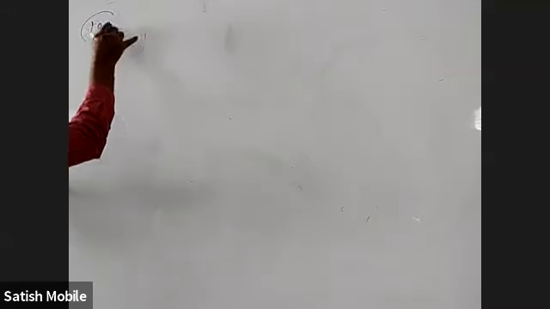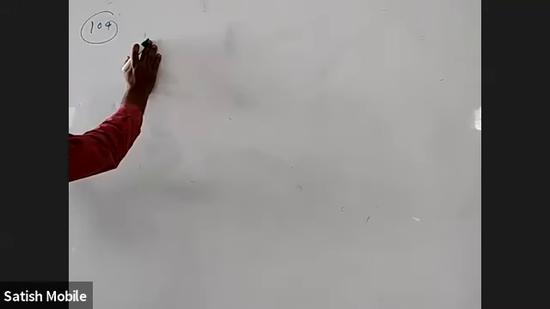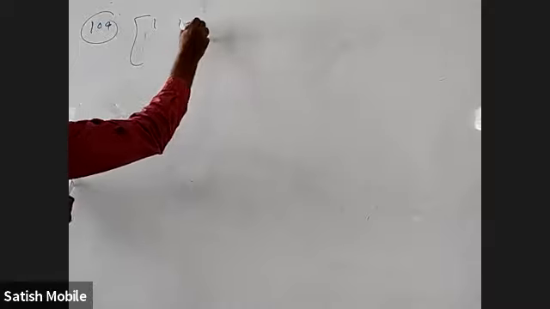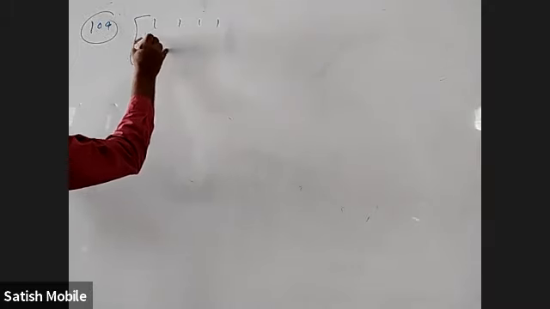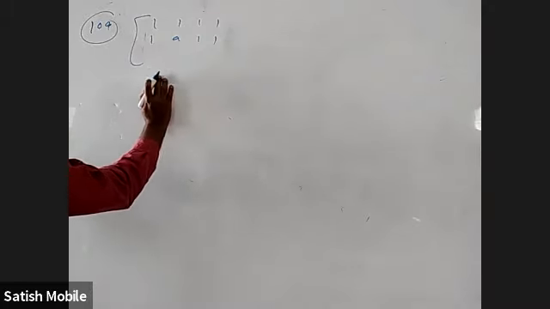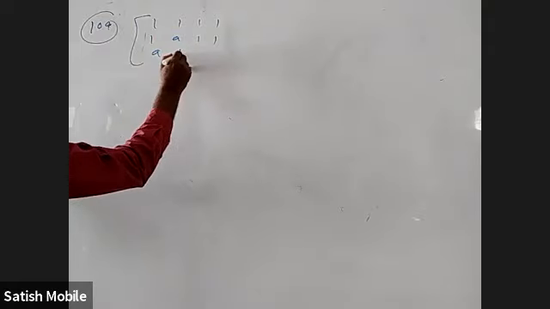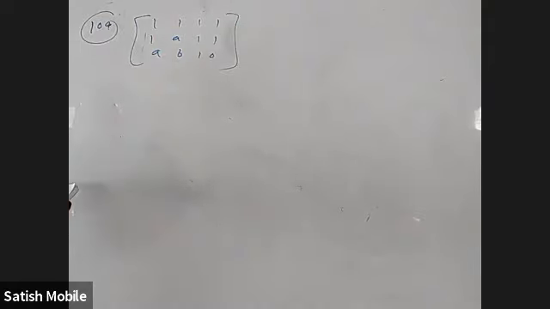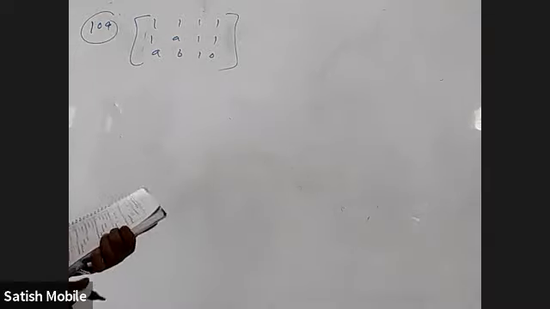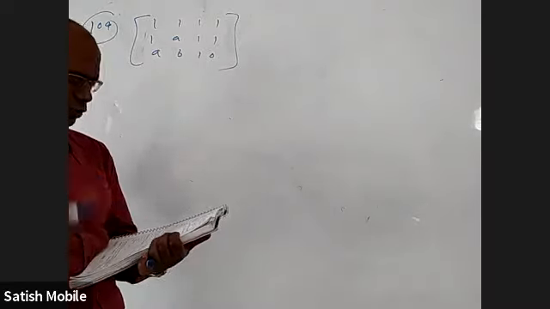Okay, 104. Again, directly I'll write 1 1 1, 1 A 1, 1 A B, 1 0. Find the set of distinct values of B for which the system of linear equations has no solution.